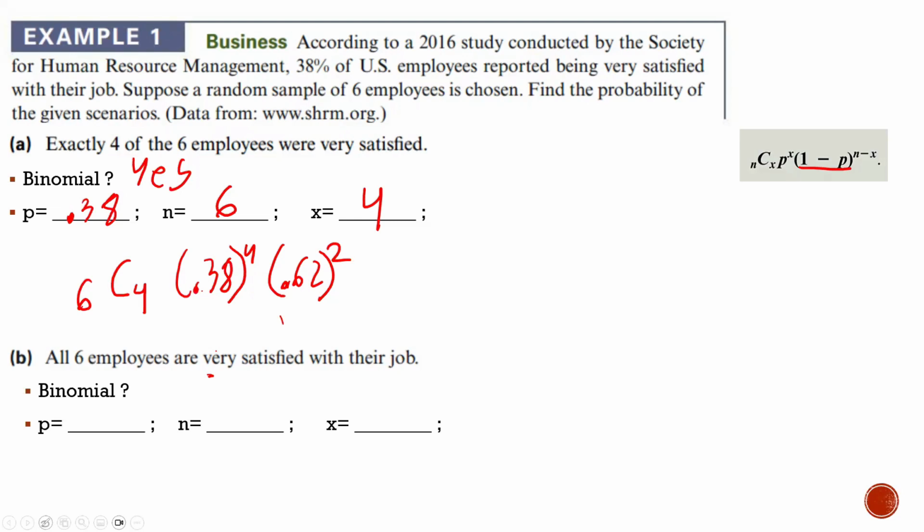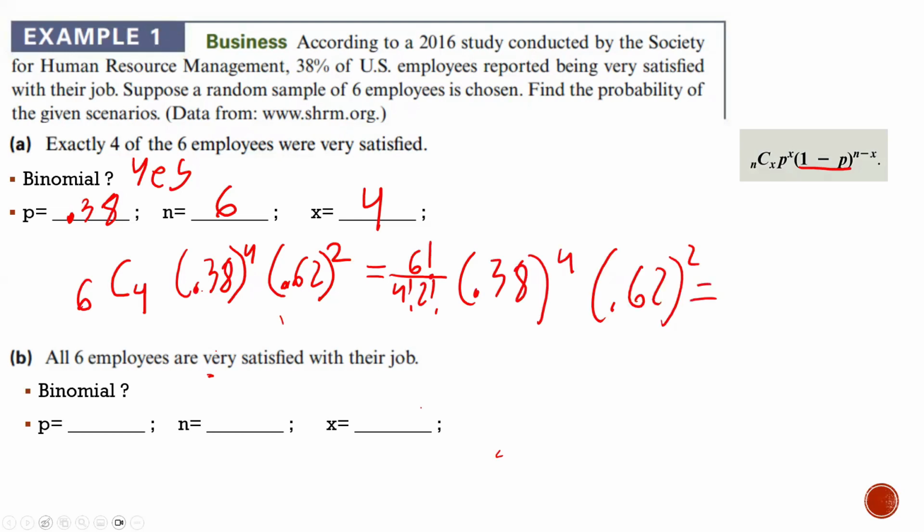So you could just type that in your calculator. You could also do a little bit of work on your own here. This is 6 factorial over 4 factorial times 2 factorial, which I believe is 15. Plug this in, and you get roughly 0.12, so roughly 12%. I'm going to just write that here because I know something else is coming.